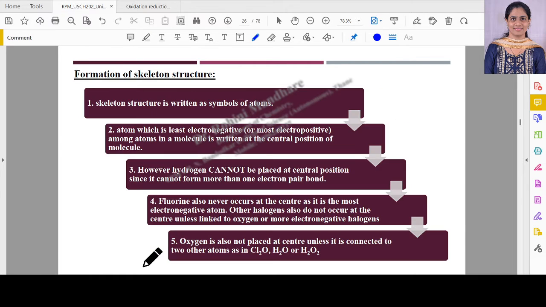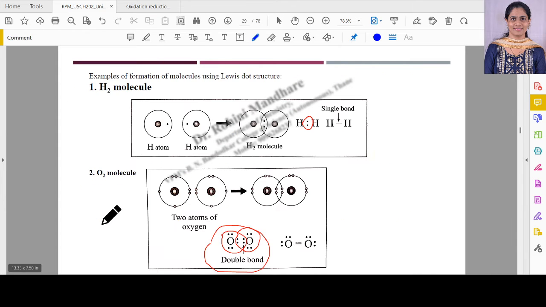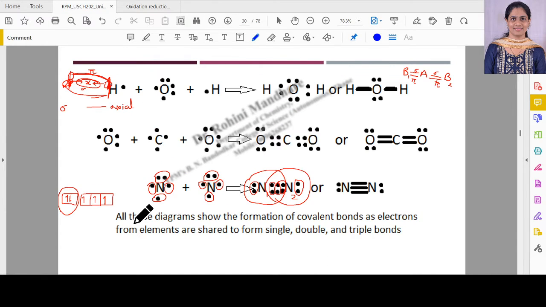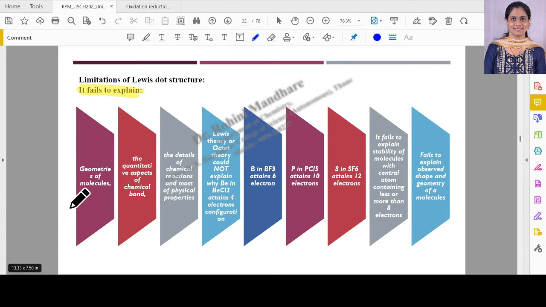So for that we have seen different steps and the do's and don'ts for Lewis's electron dot structure. Just go through how the electron dot structure can be derived. We have seen many molecules for that, so just go through all the molecules. All the steps are summarized here, and the limitations of Lewis's electron dot structure are explained over here.